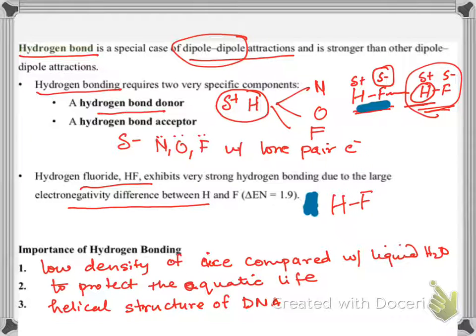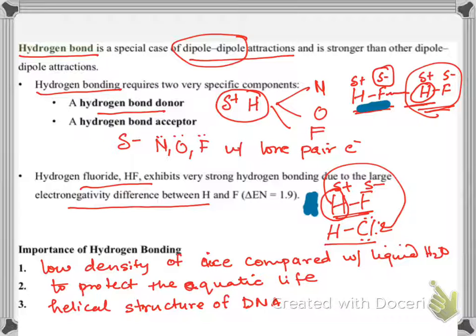Is there any hydrogen bond between HF and HCl? Keep in mind we need two things to make the hydrogen bond. In this molecule, this hydrogen can be a hydrogen bond donor. Why? Because it is attached to fluorine. And in the HCl molecule, this can be a hydrogen bond acceptor. Why? Because we have something with the lone pair. So the bond between this hydrogen and chlorine is the hydrogen bond.